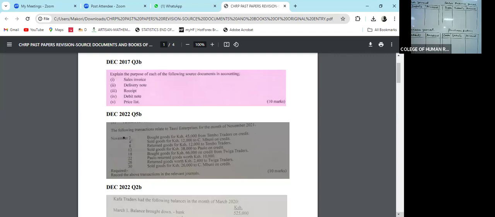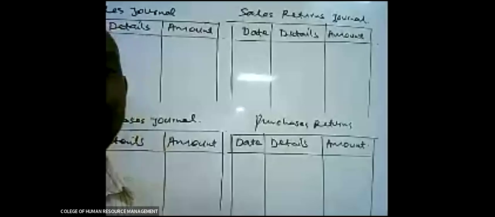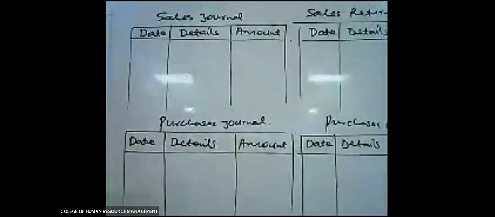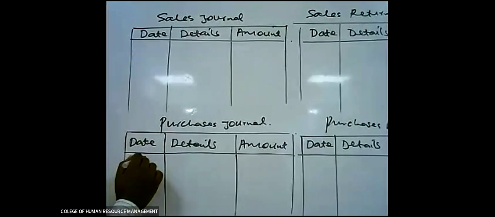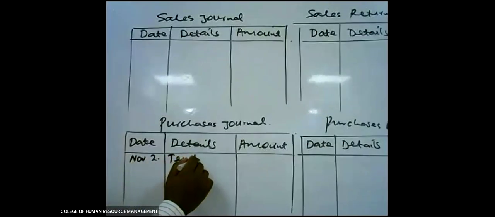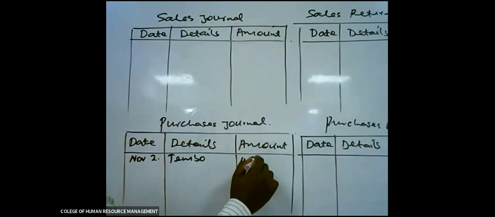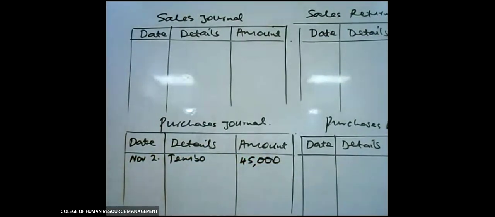You are told that on November 2nd, bought goods for 45,000 from Temple Traders on credit. When goods are bought on credit, they are recorded in the purchases journal. So we go to the purchases journal, 2nd of November. The purchases journal is here. November 2nd, we bought goods from Temple. The amount is 45,000. That's that. It is a purchase. When you bought, it's the same as you purchased.